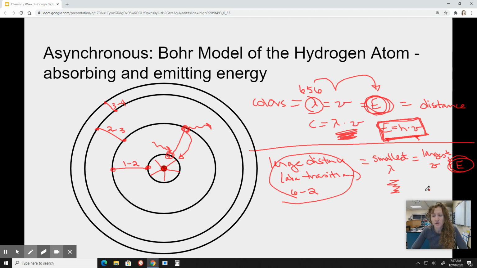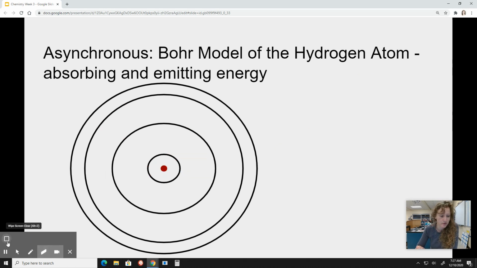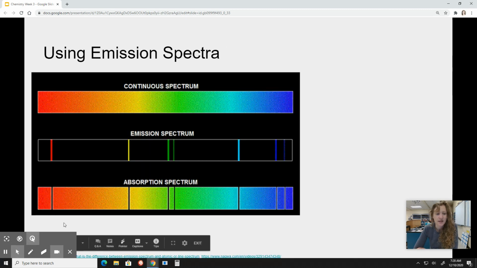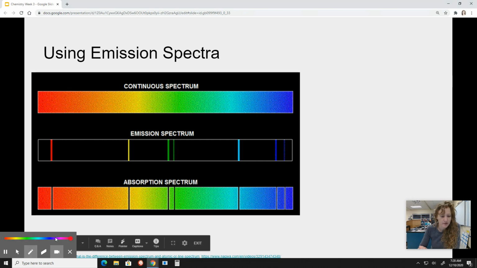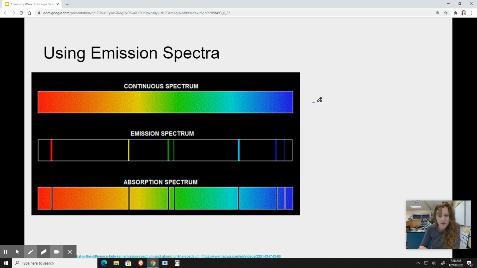One of the things I want to do just to end this lesson, because it has been so abstract, is to show you something very practical that all of this understanding does for us. So in order to look at that, I want to look at a couple examples of a line spectrum. Here I have three different things: a continuous spectrum, an emission spectrum, and an absorption spectrum.